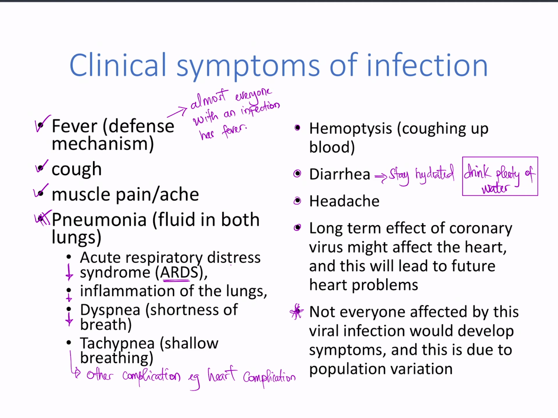One other thing is that not everyone gets affected with this coronavirus, and some people don't even develop symptoms, and this is because we vary as a species. We have different genetic makeup. So on the left are the most common symptoms, and on the right are the less common symptoms. But again, these symptoms will vary in terms of population. I didn't put exact numbers there because some of these symptoms can also be found in similar viral infections.